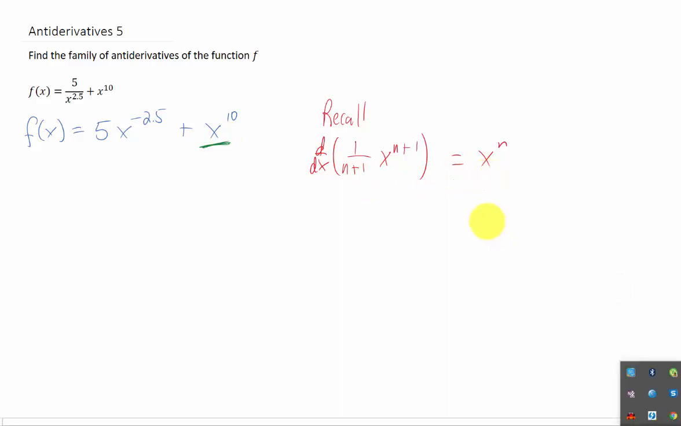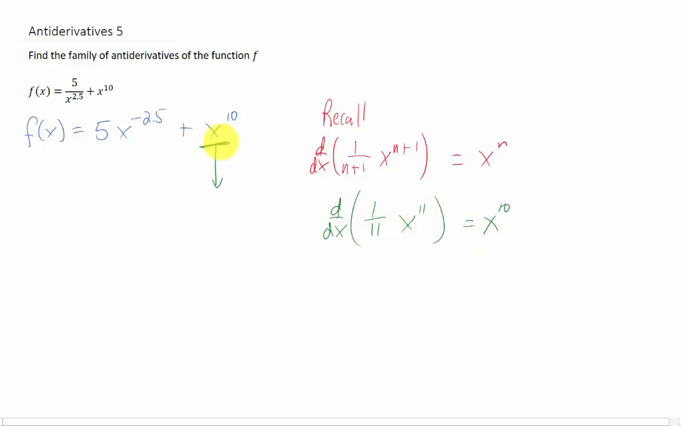If we want to find the function whose derivative is x to the 10th, what we can do is say that n equals 10, and then we can raise that power by 1, giving us x to the 11th, and then we can divide the function by that same power. Then what you'll notice is that the derivative of 1/11th x to the 11th is just x to the 10th. That gives us the antiderivative of this term right here as 1/11th x to the 11th power.